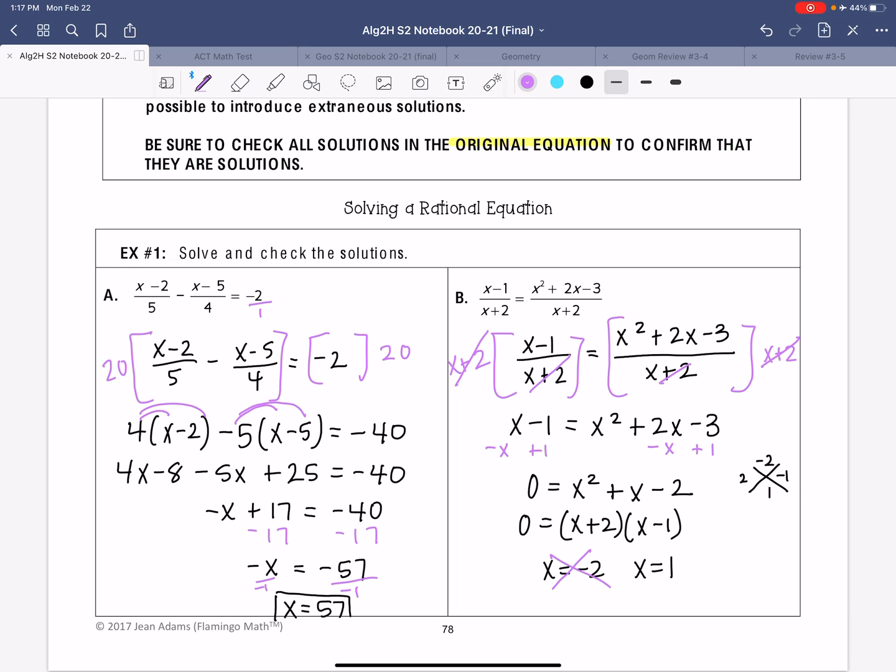Okay, let's double check 1, make sure 1's good. So if I put 1 in those denominators, I'm going to get 3, and we're going to be good. They won't be excluded from the domain. So x equals 1 is my answer.